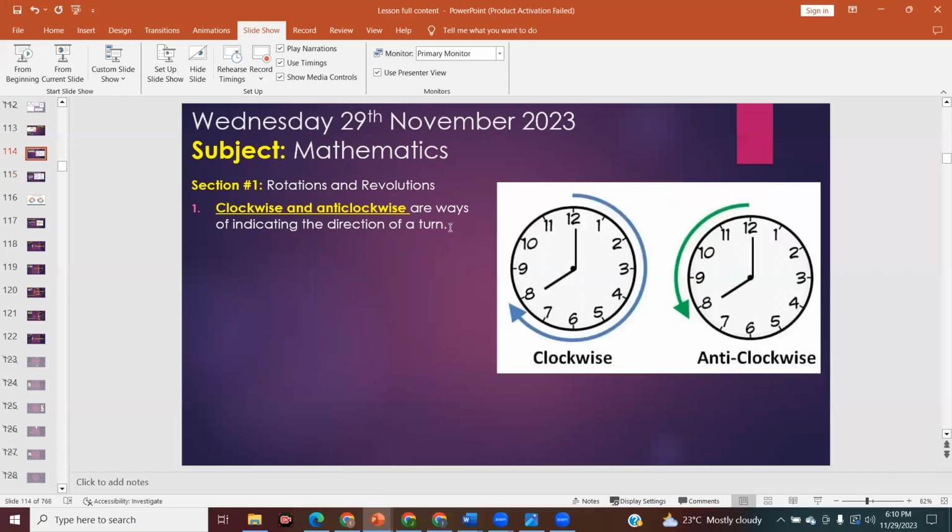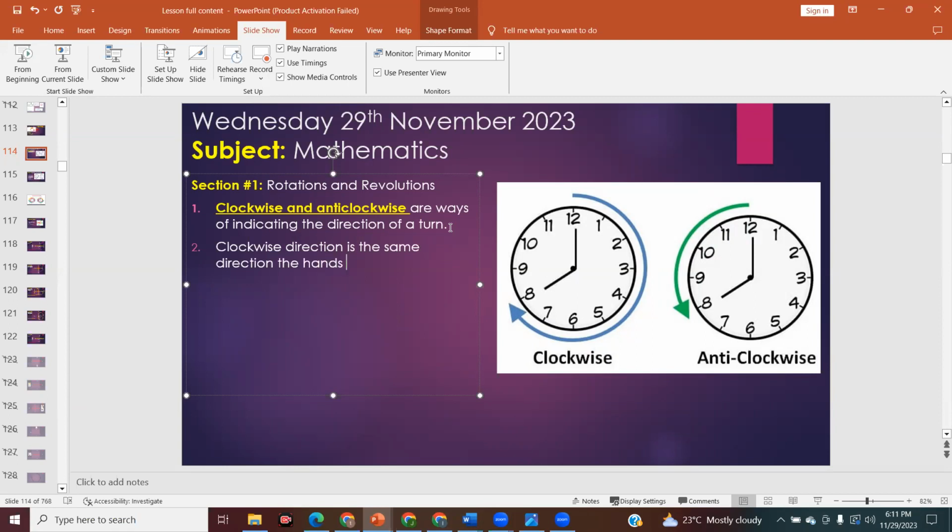So let's write that down. Clockwise direction is the same direction the hands of a clock moves.